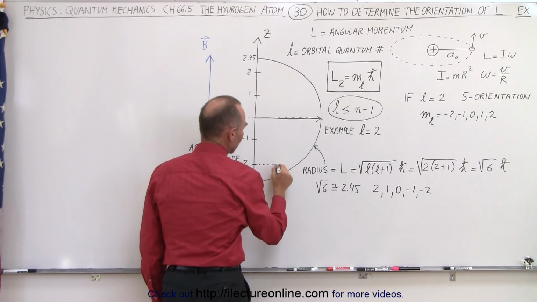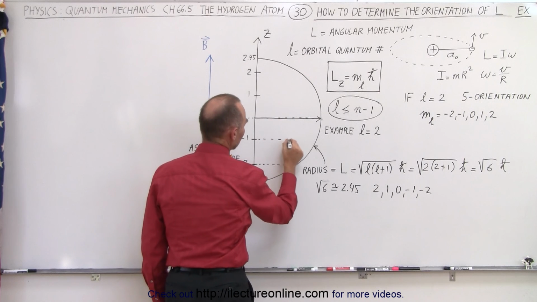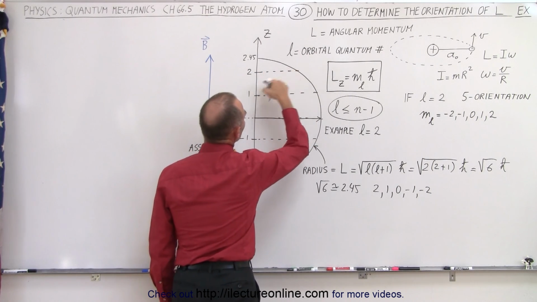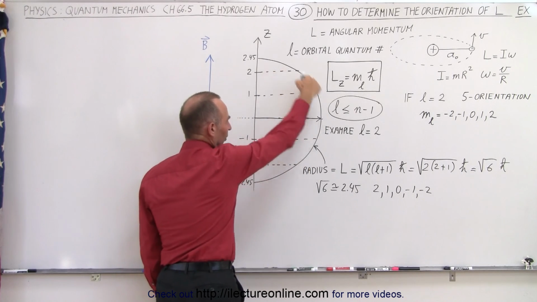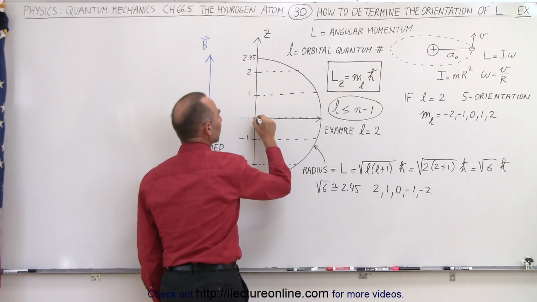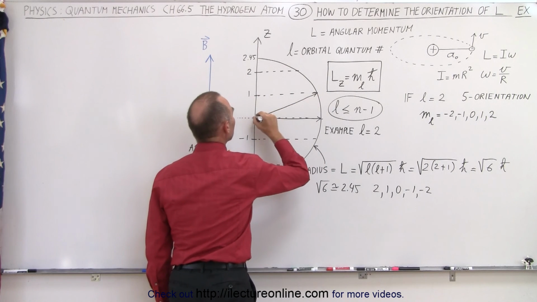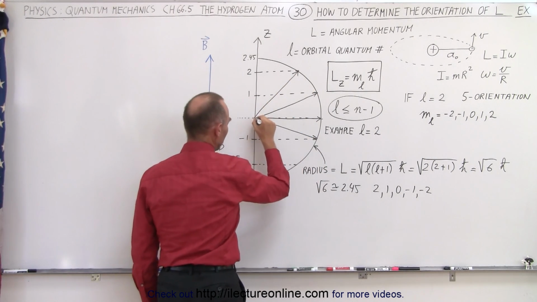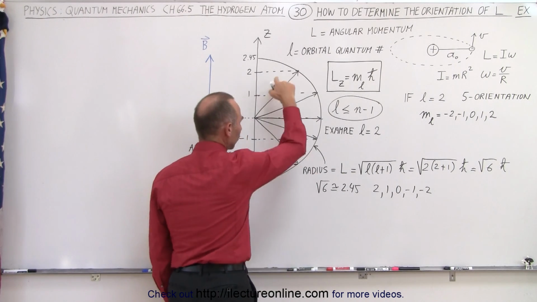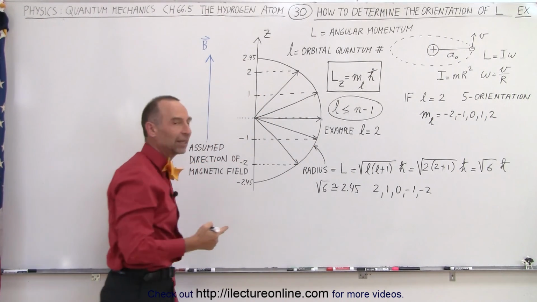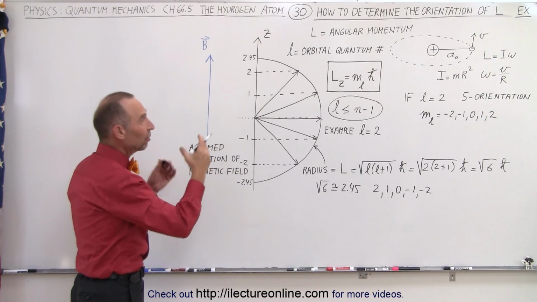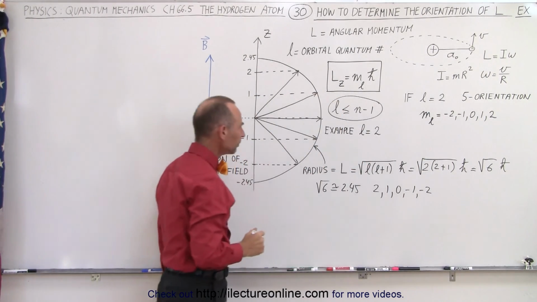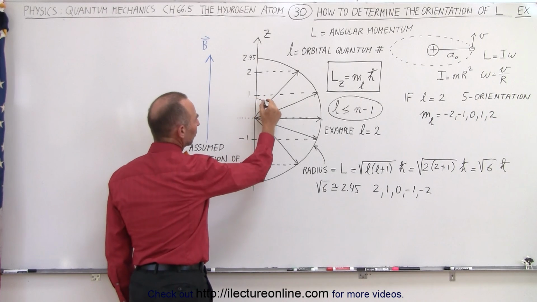That means you can have the angular momentum directions defined by where these dotted lines hit the semicircle here. You can have an angular momentum in this direction, in this direction, in this direction, and in this direction. Those are the 5 orientations that the angular momentum can have in this particular case when L is equal to 2. Now we're going to find the corresponding angles.